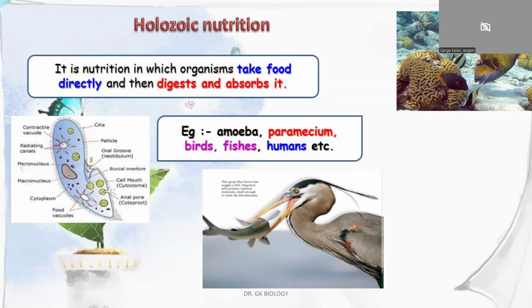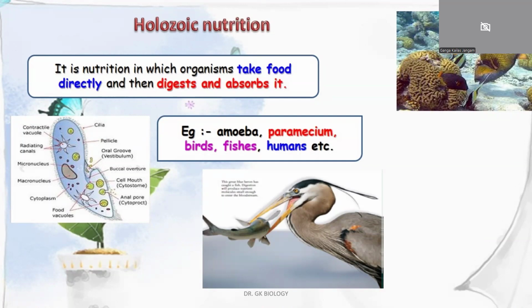Along with amoeba in our textbook, we even have that single-celled organism called paramecium. That structure, whatever we can see on the left side, is a paramecium. When you see that amoeba, it is a unicellular organism, but it doesn't have any defined structure. But here in paramecium, we can see a defined structure.